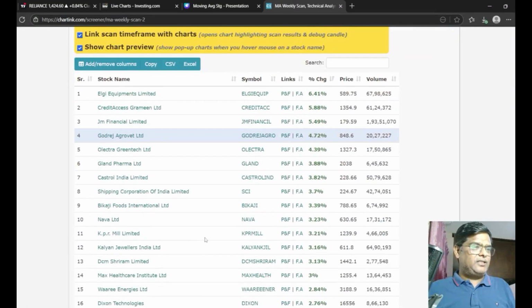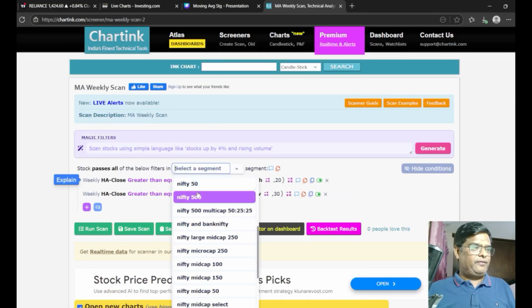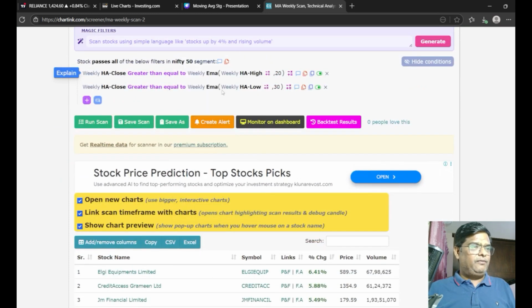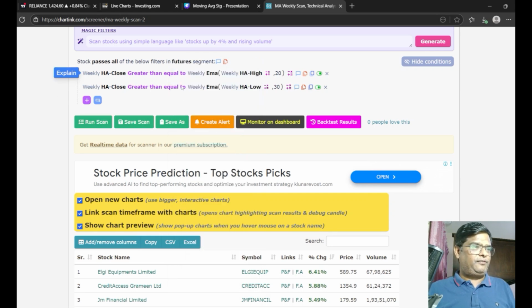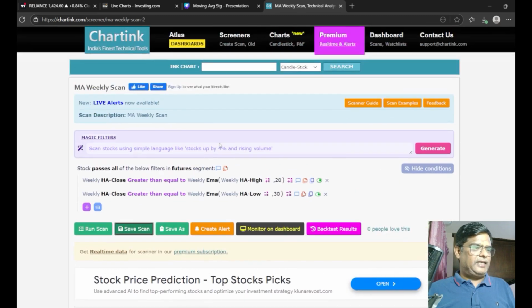These are all the scans. Here you can use Nifty 50 or Nifty 500, or you can use your watchlist, whatever you want. There is a pass-all condition, and yes, you have to use the pass-all condition. If you want to trade futures, select futures, then save and scan. Now the scan is saved and opened.